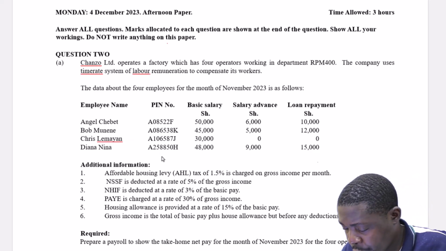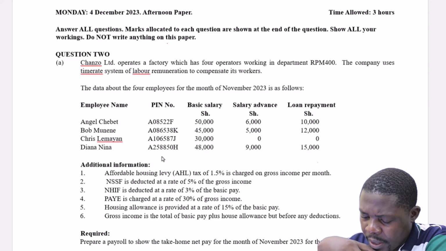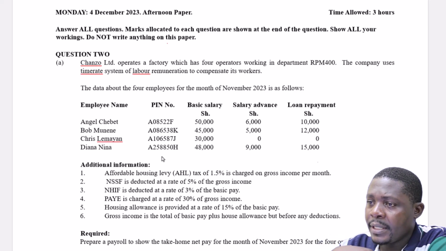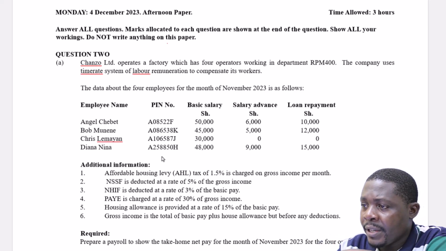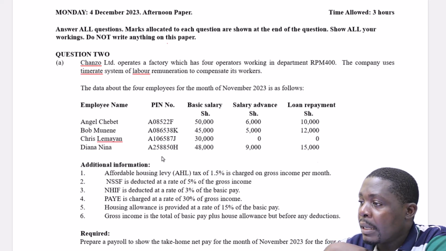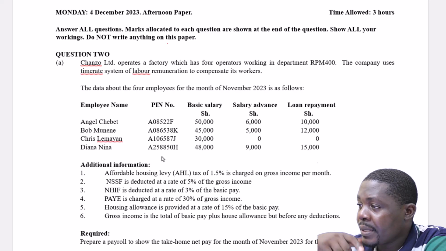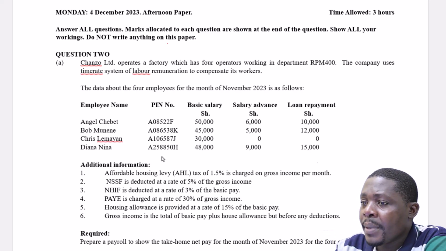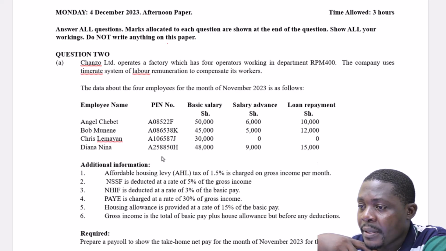Let's look at question 2. The question reads, Janso Limited operates a factory which has 4 operators working in department RBM 400. The company uses time rate systems of labor remuneration to compensate its workers. The data about the 4 employees for the month of November 2023 is as follows.